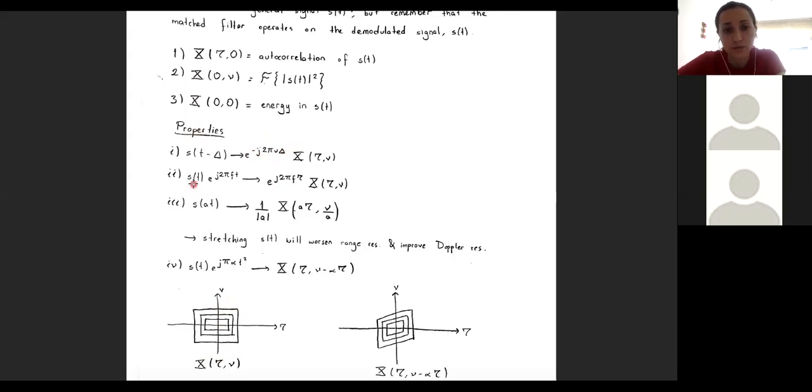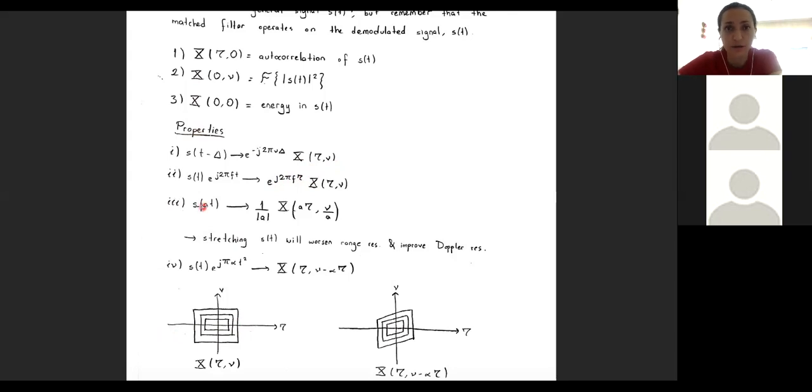If instead you have a frequency shift in time, if you add a frequency of f to your signal, then the effect in the ambiguity function will also be this frequency f added to your ambiguity function. So you're going to have a modulation with a complex exponential of frequency f. So for the tau variable, you're going to get multiplication with this frequency along the tau axis.